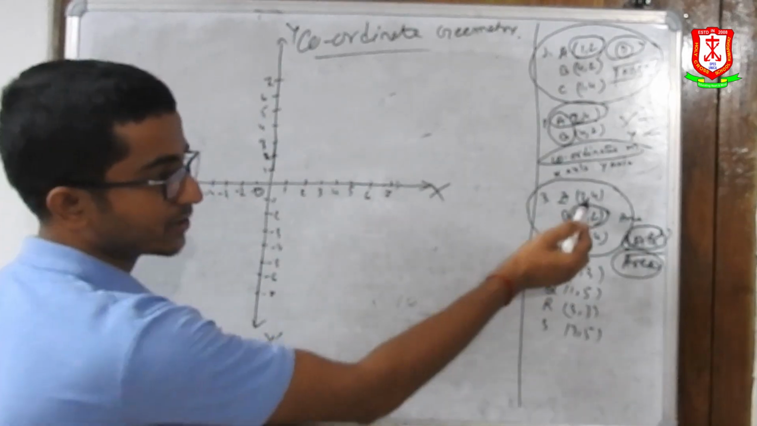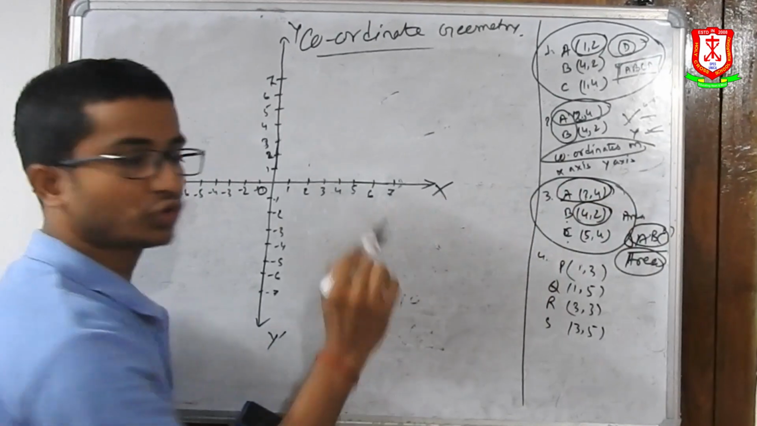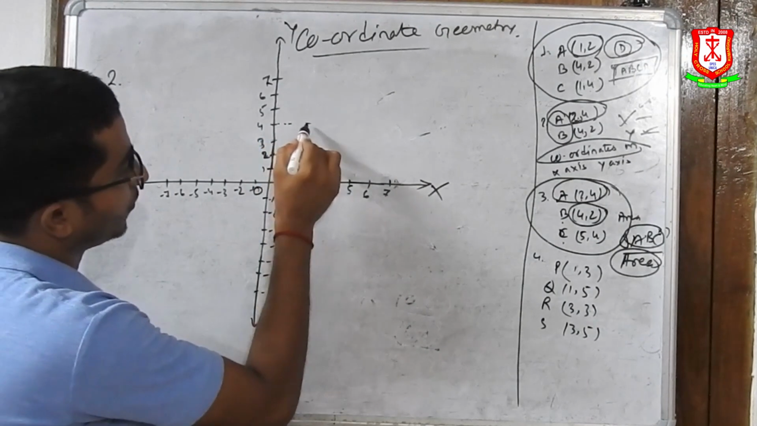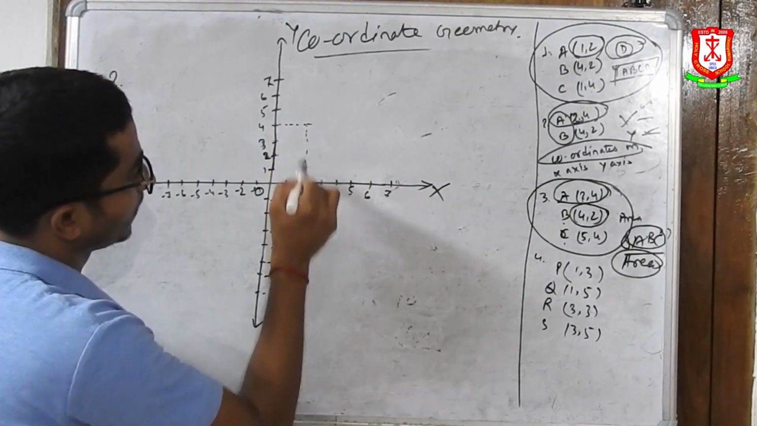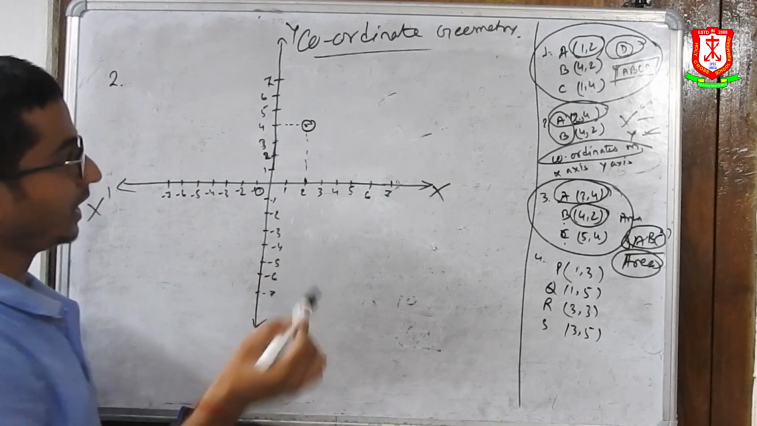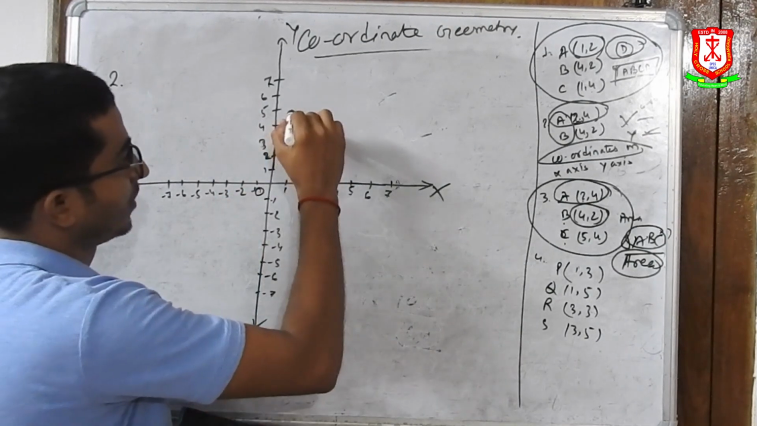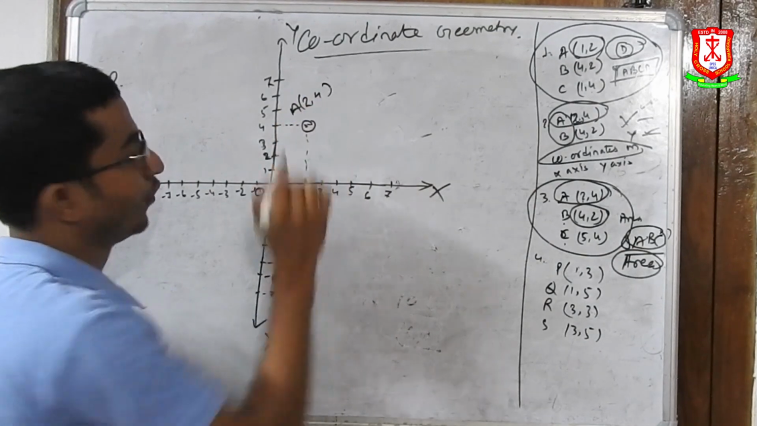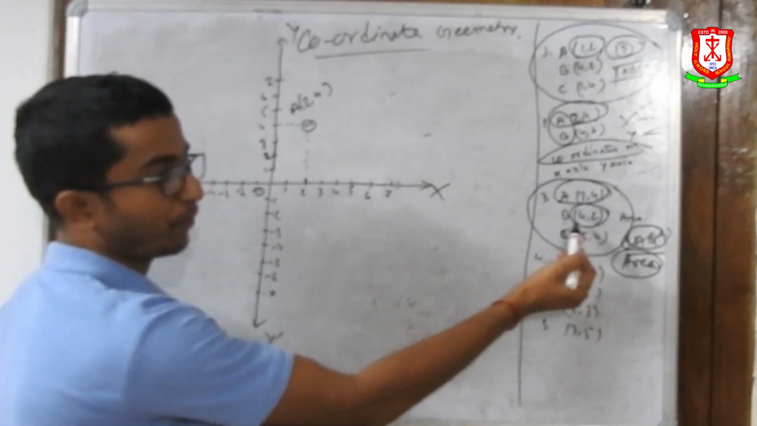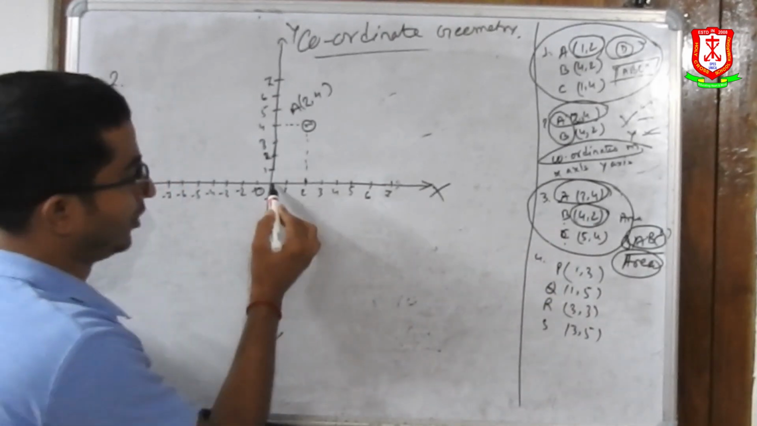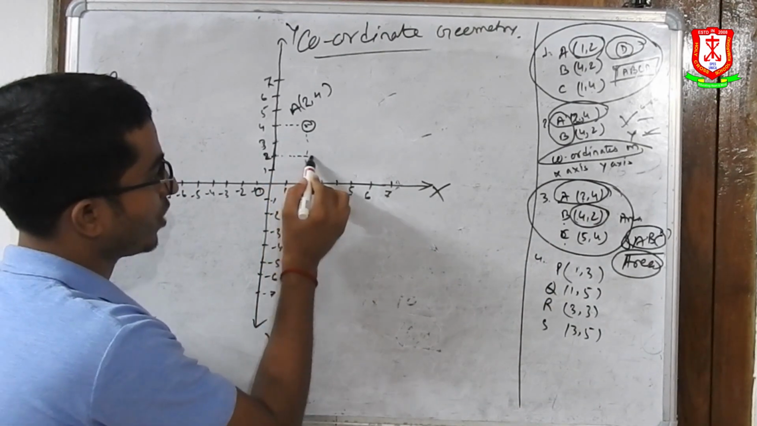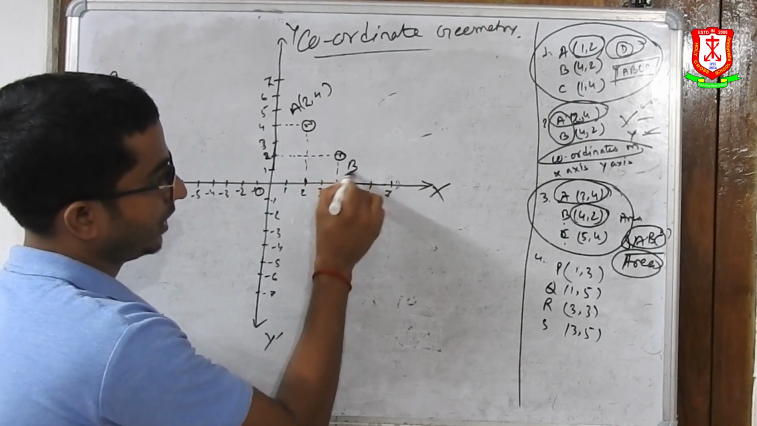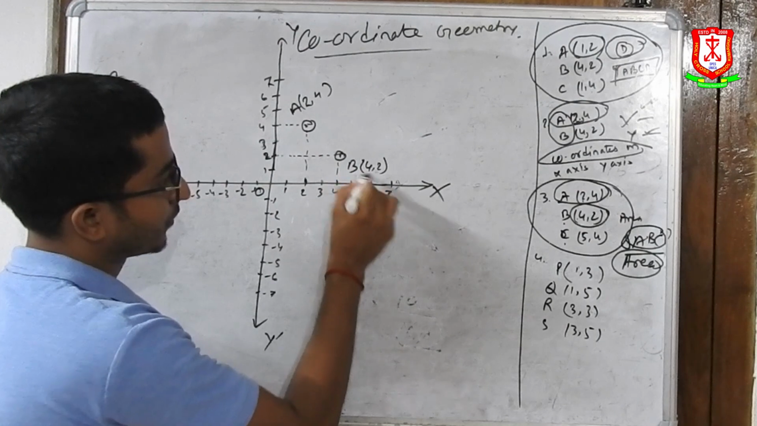At first we will plot the points. What is the point A? (2, 4). Here is the value of x, 2, and where is the value of y? It is 4. There is our point A, whose coordinate is (2, 4). Then we have to plot the point B, whose coordinate is (4, 2). The value of x is 4, and the value of y is 2. Here is our point B, whose coordinate is (4, 2).